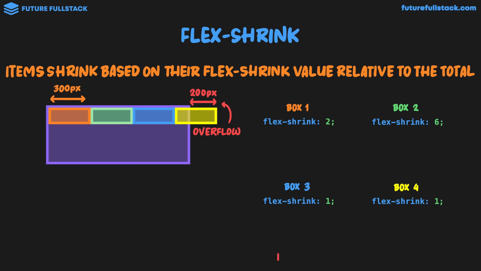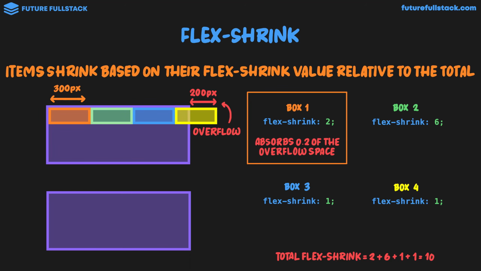So we now work out the total flex shrink, which is 2 plus 6 plus 1 plus 1, which equals 10. What this means is that box 1 absorbs 0.2 of the overflow space. That is its own shrink value of 2 divided by the total 10, which is 0.2. The overflow space is 200 pixels. 0.2 times 200 pixels is 40 pixels. So box 1 is going to reduce by 40 pixels. So we have our flex container with the width of 1000 pixels, and box 1 now has a width of 260 pixels, which is 300 pixels minus 40 pixels.